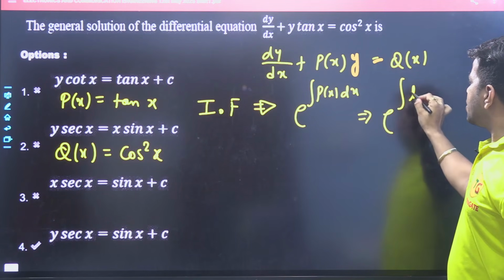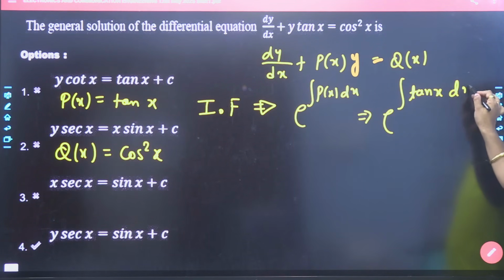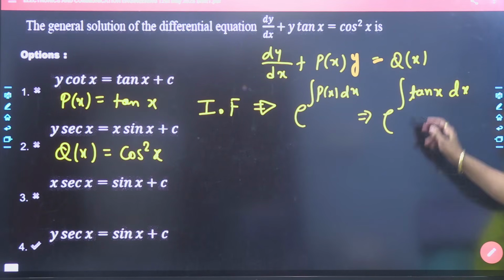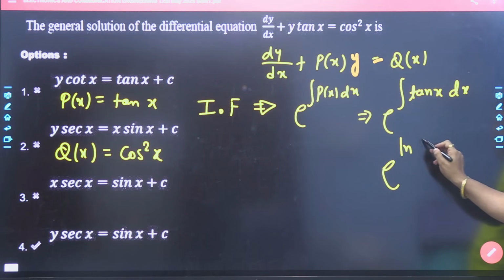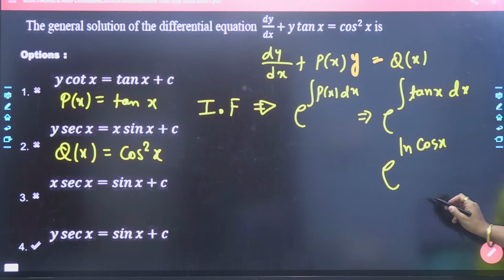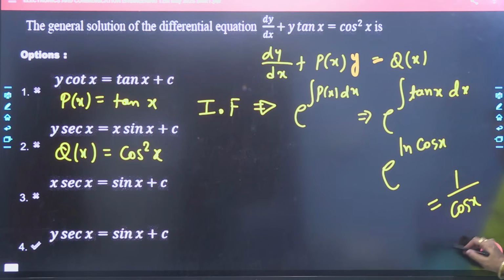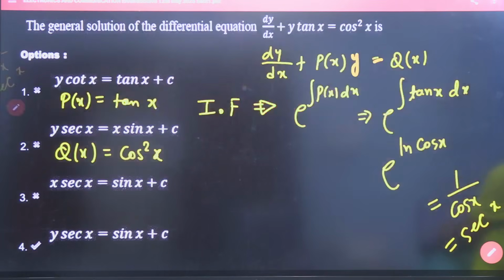So e raised to the integration of tan x dx. Now what is the integration of tan x? Can we say that the integration of tan x is log sec x, that is, minus log cos x? So e raised to ln sec x, on solving, is simply sec x. So till then your answer is sec x.